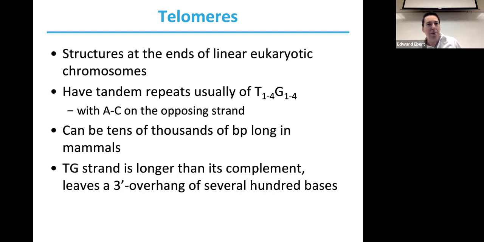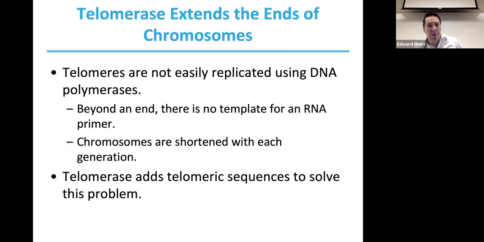Okay, our telomeres are the structures at the ends of our chromosomes. They have tandem repeats. We sort of talked about these a little bit. They can be tens of thousands of base pairs long in mammals, but you lose a little bit of the ends each time you go through replication. Okay, so we have this telomerase that will extend the ends of chromosomes. Our chromosomes get shortened, and the telomerase adds telomeric sequences to kind of solve this problem.